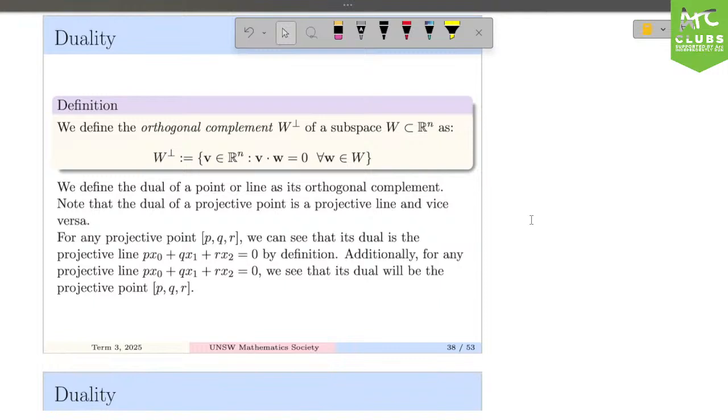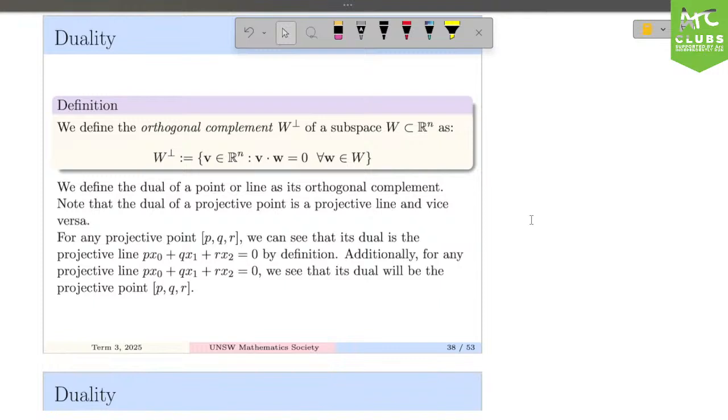give the orthogonal complement of a projective point, which is a one-dimensional subspace, we get a two-dimensional subspace, which is a projective line. Similarly, if we take the orthogonal complement of a projective line, which is a two-dimensional subspace, we get a one-dimensional subspace, which is a projective point. So we define this operation as taking the dual. And taking the dual does have some nice properties.